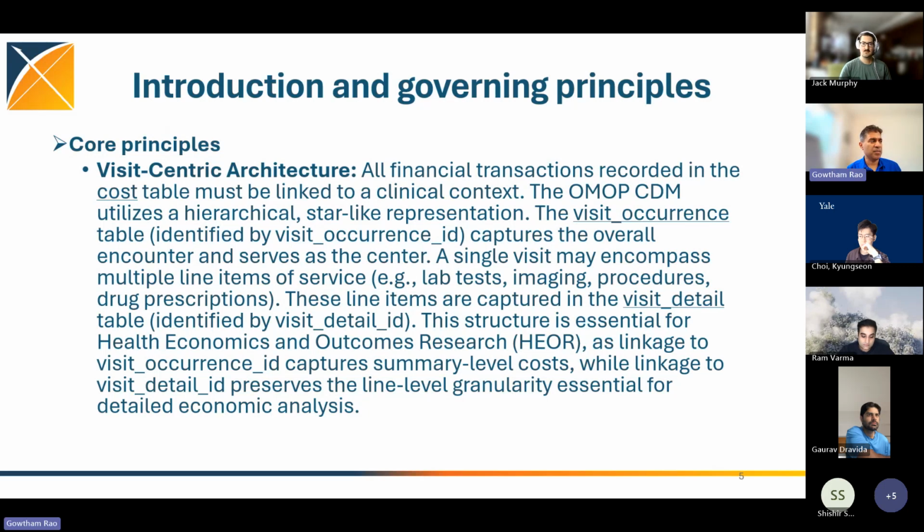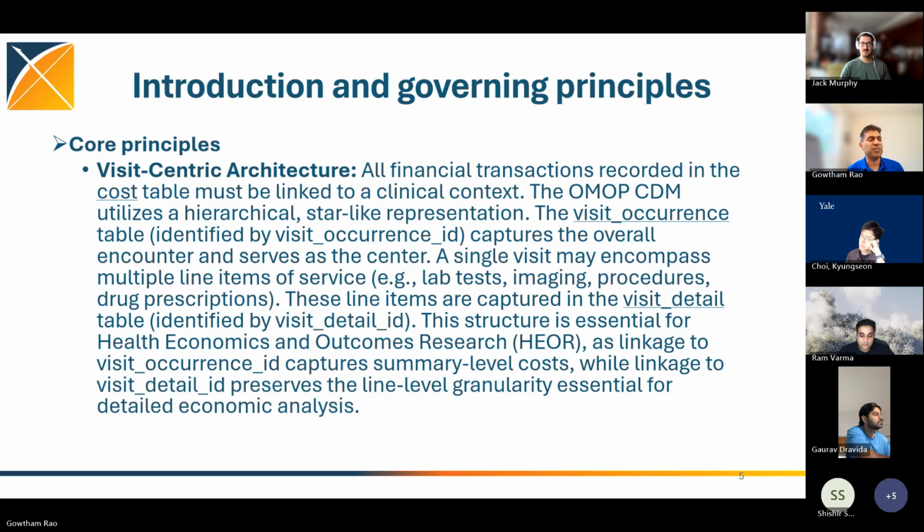Of course, a single visit may encompass multiple items, like you can have a lab test, an imaging, a procedure, and drug prescriptions, and those are line items. And that's why we have the visit detail. And so a single visit occurrence ID can have multiple visit detail IDs. And this structure is essential because now you have one-to-one record lineage back to the source of truth, which is the terminal provenance principle. And now we can do services per thousand, ER visits per thousand, admits per thousand, because of the terminal provenance principle with one-to-one record lineage.